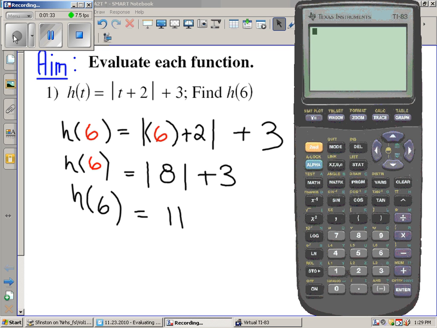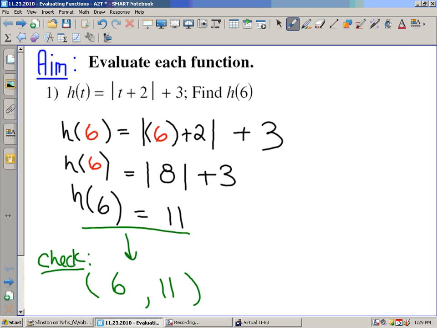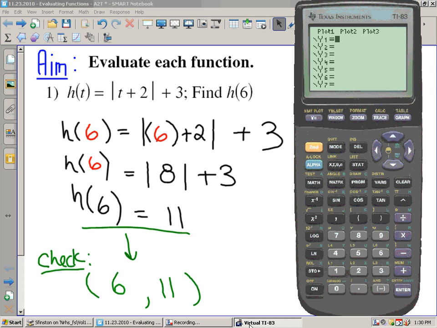So we had a great question asked, saying, is this something that we could possibly check, and how do you do it? Here's how you would check your answer. We're trying to find the value of the function at 6. Remember when I told you that this could be rewritten as a coordinate. So you basically want to check to see that at 6, if you plug this into your calculator and graph it, the corresponding value in the range, the corresponding value in the y's, is 11. Okay, so let's just do that real fast.